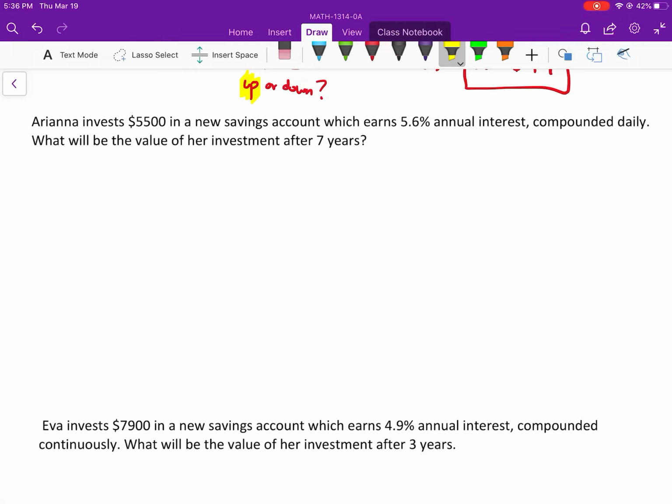Alright, so we are going to need a formula for this. You have two formulas that you do have to be made aware of in this chapter. Both are not that difficult at all, I promise. This one happens to be the compound interest formula. So let's write that out real quick. Compound interest formula.